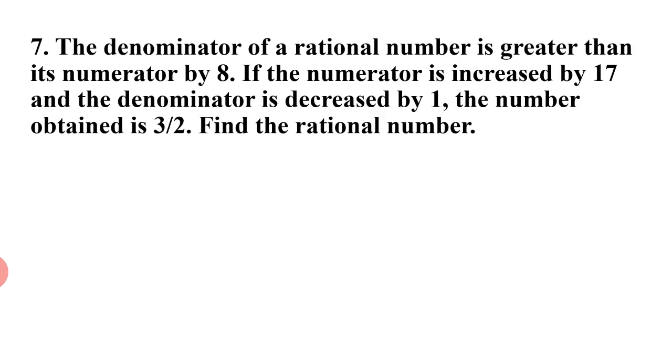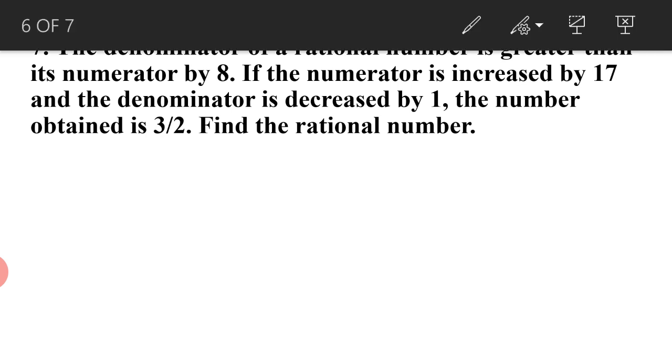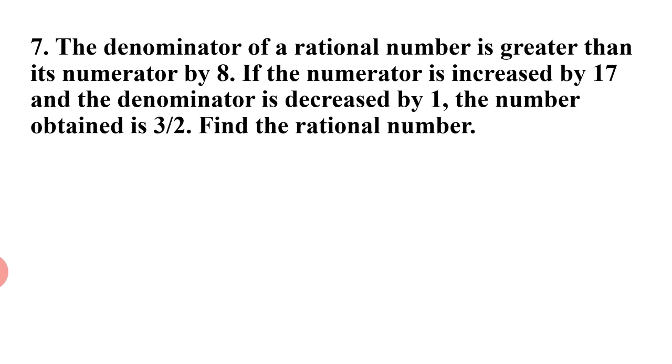One more problem of similar kind. The denominator of a rational number is greater than the numerator by 8. Now here we are talking about a rational number. Rational number means numerator upon denominator. If the numerator is increased by 17 and the denominator is decreased by 1, the number obtained is 3/2. So let us see. Again I told you we should assign the variable to the smaller quantity. Now which quantity is smaller, denominator or numerator? The condition is the denominator of a rational number is greater than the numerator by 8. That means the denominator is greater.